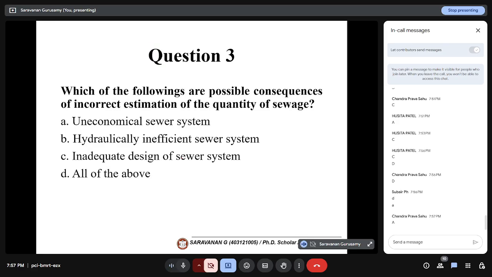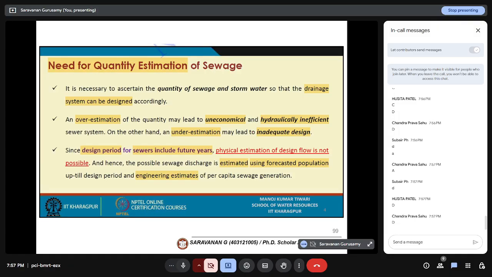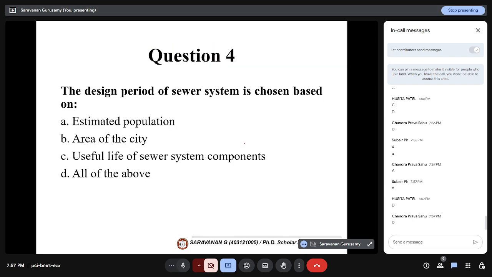That's correct. So third question, which of the following are possible consequences of incorrect estimation of quantity of sewage? If you are not estimating the quantity of sewage correctly, then what is the consequence? Uneconomical sewer system, hydraulically inefficient sewer system, inadequate design of sewer system, all the above. So you will face all these consequences because it will not be economical and hydraulically inefficient. It will not carry full, and inadequate design. Yeah. So all the above. If you overestimate, that is uneconomical. If you underestimate, that is inadequate design and hydraulically inefficient.